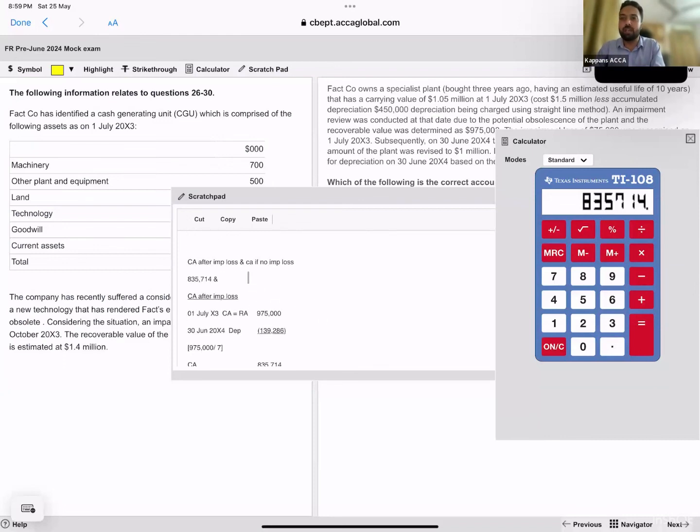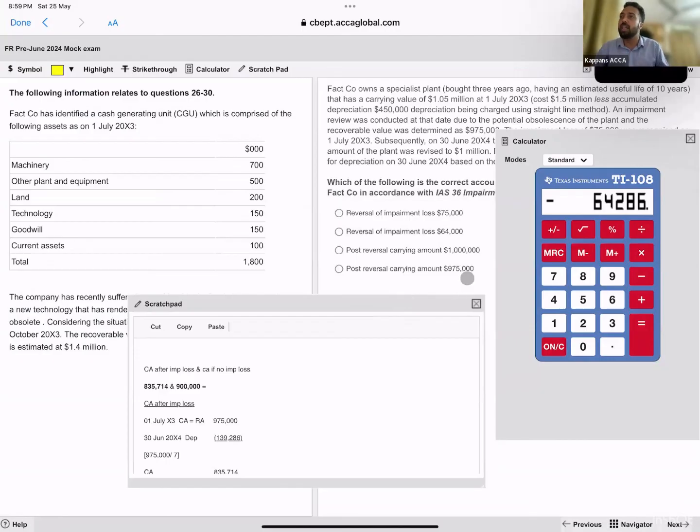The reversal of impairment loss should not be more than carrying amount if no impairment loss. In other words, reversal of impairment loss is the difference between carrying amount after impairment loss 835,714 and carrying amount if no impairment loss. So that is equal to 835,714 minus 900,000. So the difference is 64,286. Let's see how they're asking us. It's reversal of impairment loss of 64,000, rounding off to the nearest thousand.